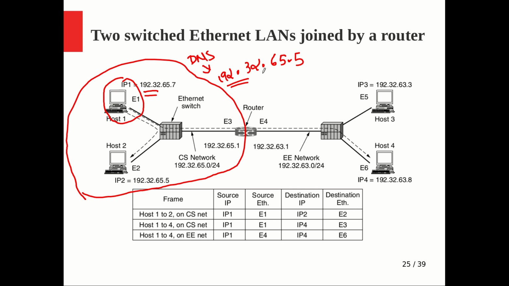But if the destination is on a different network like host 4, it should be something different. It is to be handed over to the router and from the router it should reach the destination. So that is the procedure. So how will host 1 understand that host 1 himself and the destination with IP address 192.32.65.5 are on the same network? So hope it is clear for you. Something I tried explaining already in the IP addressing part.